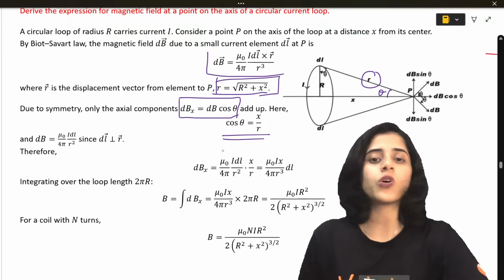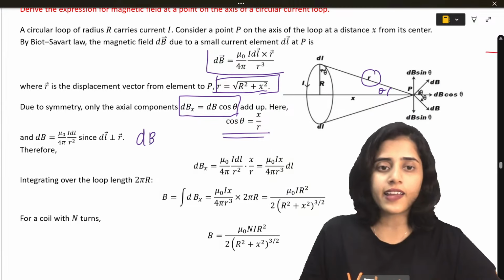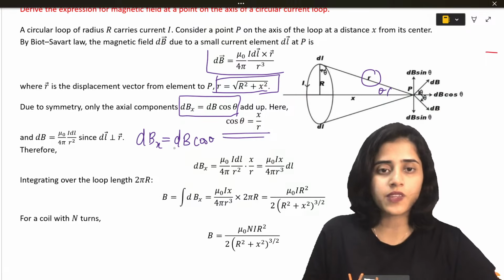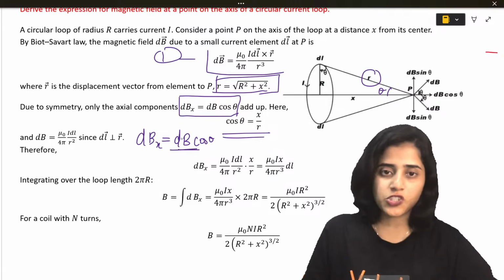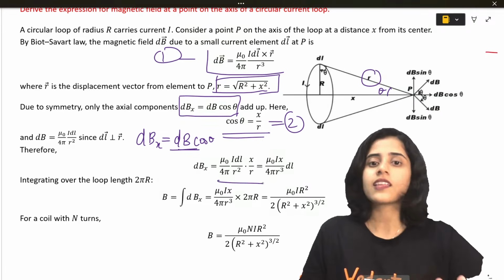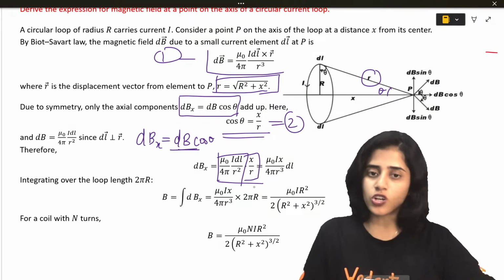Okay. So what I'm going to do is, I find out this much, then what I will write? I'll write dBx is equal to dB cos theta. Now what is dB? Equation 1. From equation 1, I'll substitute dB. From equation 2, I'll substitute cos theta. That is written here. This is dB. This is cos theta. x by r is cos theta.